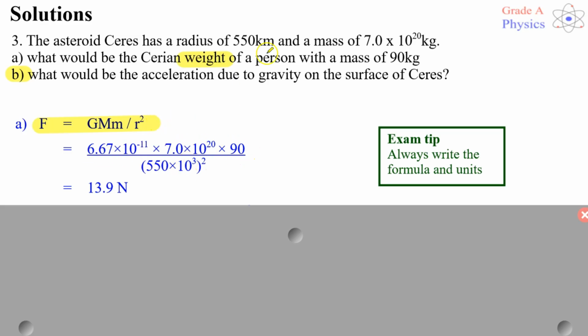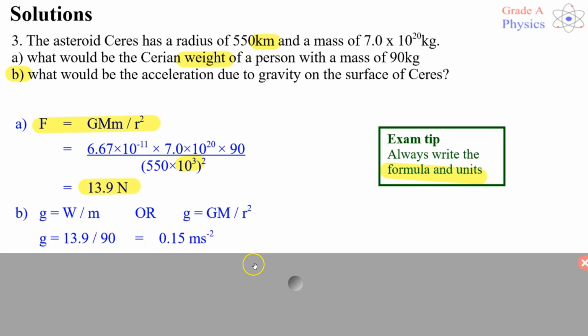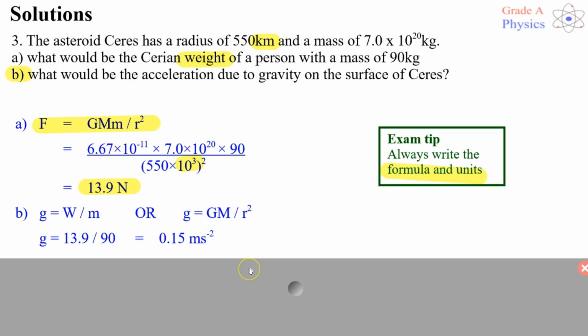We've got the two masses. Once again, we're given kilometers, so we need to multiply by 1,000, and we get 13.9 newtons. That seems about right. So always write the formula and the units, very important. Then part B asks us to find little g, the acceleration due to gravity or gravitational field strength. So we've got a choice here. Because we know what the weight is in part A, we could just divide the weight by the mass, which would give us the answer. That's probably the simplest way of doing it.